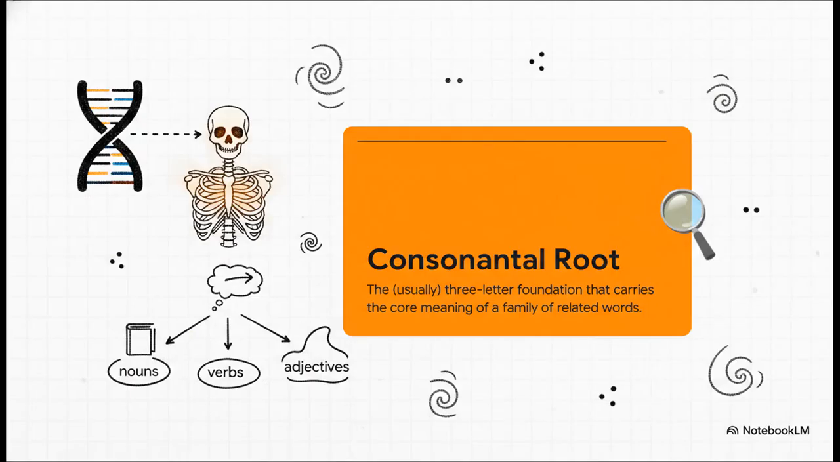So what is a consonantal root? The easiest way to think about it is like the DNA of a word family. It's the skeleton, usually made of 3 consonants, that holds the core essential meaning. Then vowels and other letters are built around this skeleton to create a whole bunch of different but related words. Verbs, nouns, adjectives, the whole shebang.